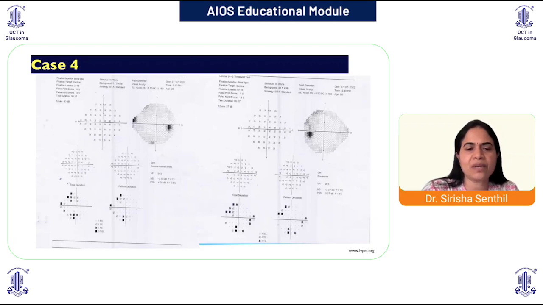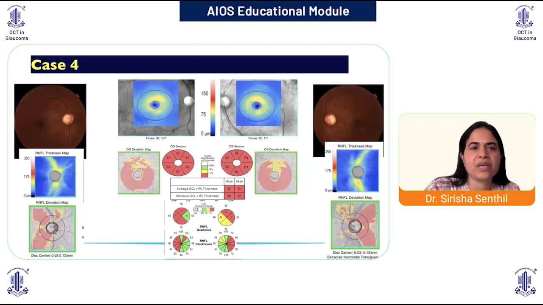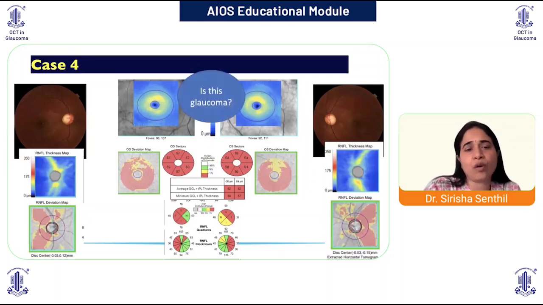There are some depressed points both in the superior and inferior hemifield in both the right and the left eye. So this is the OCT of the patient, which shows that there was a diffuse loss of nerve fiber layer, as was also seen on the clinical photograph, between the two arcades and surrounding the papillomacular bundle area. There was a significant loss of the GCC thickness as well. So is this glaucoma?